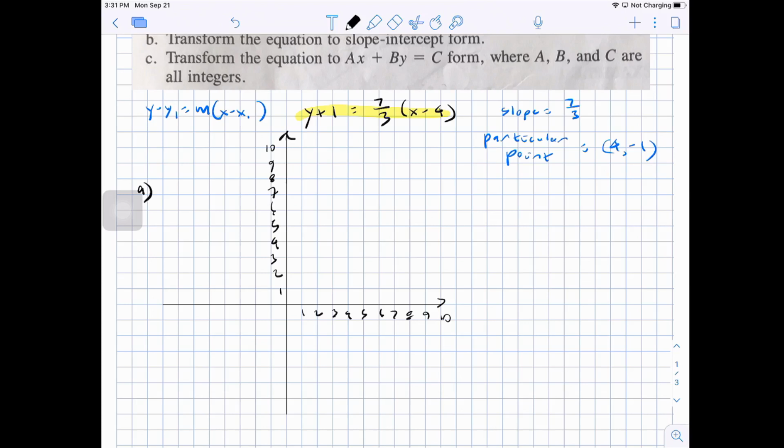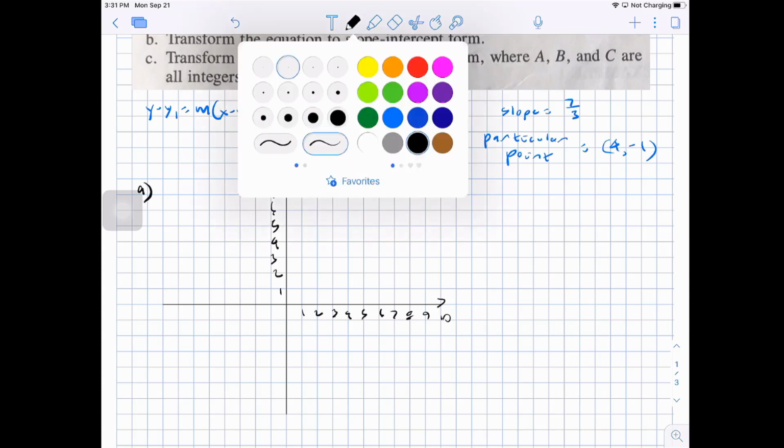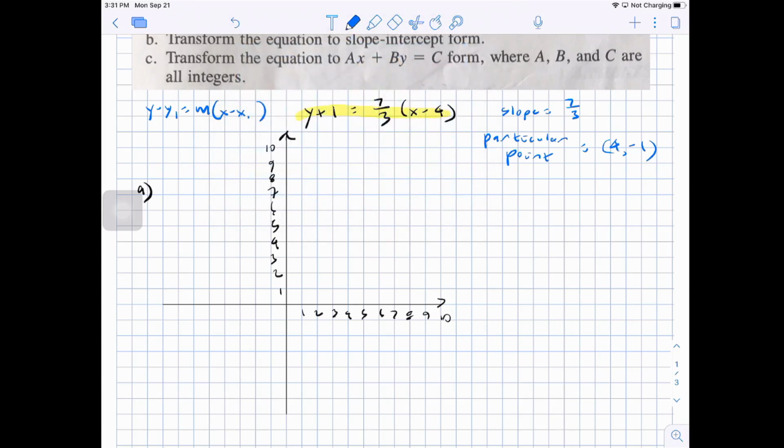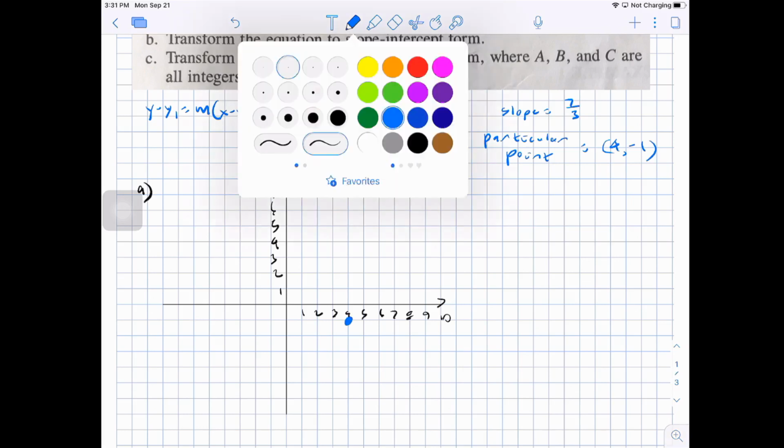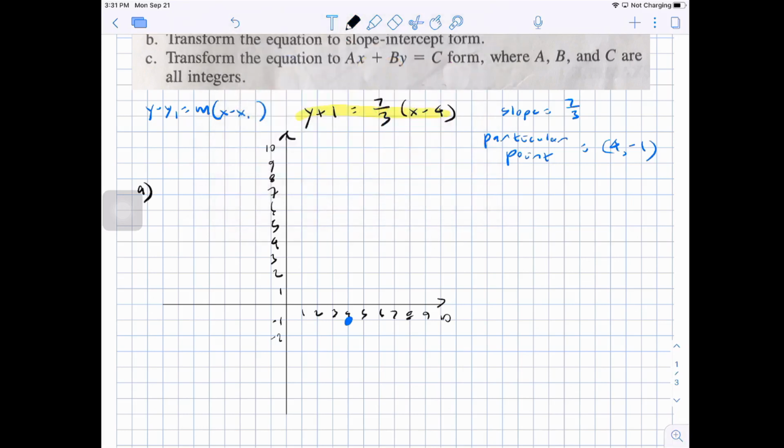Particular point is 4, comma, -1. So let's graph the particular point. 4, comma, -1. So over 4, down 1. Let me label a little bit more. -1, -2, -3, -4, -5. Okay, that looks good. So there's our particular point, 4, comma, -1. Okay, our slope is 7/3.